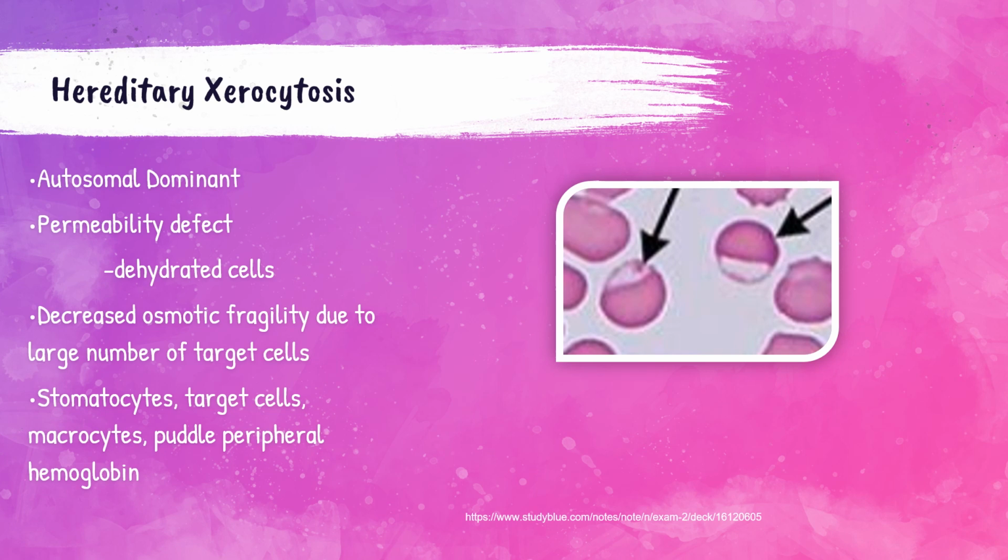Red cells in this disorder have decreased osmotic fragility due to a large number of target cells that are also present within the blood. In addition to the puddled hemoglobin red cells and target cells, stomatocytes and macrocytes can also be seen in the peripheral bloodstream of a patient with hereditary xerocytosis.